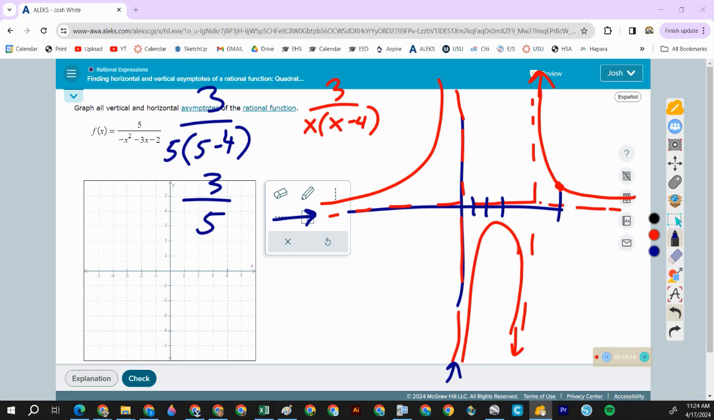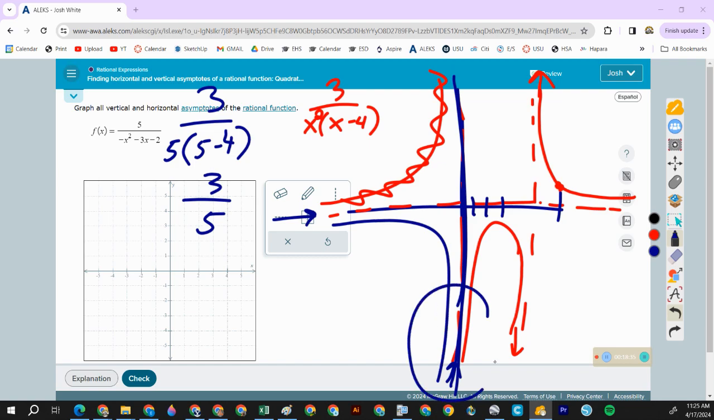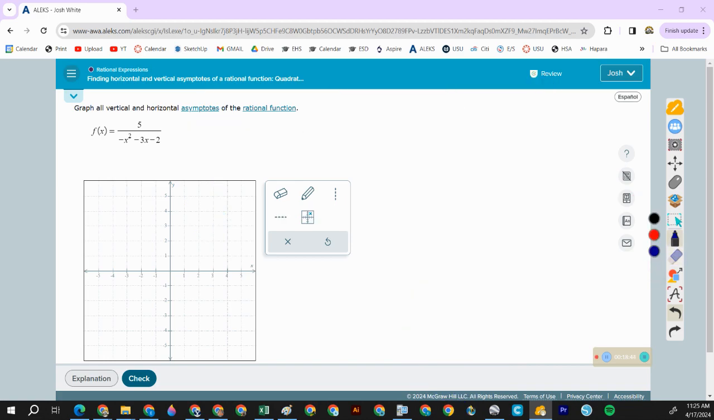What if I change this to an x squared? Which means this is a double asymptote. How is that going to affect the graph? So this has to look like that. Because it's a double asymptote, these two sides go in the same direction. Does that make sense? Okay. So that's what you need to know.